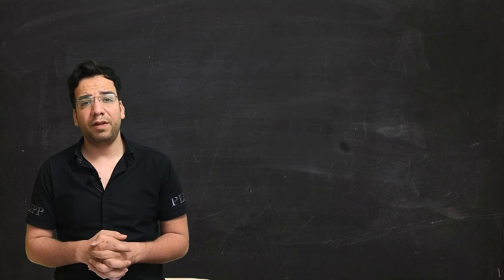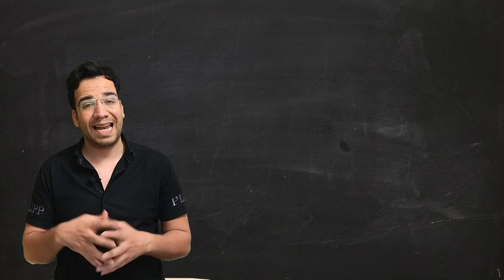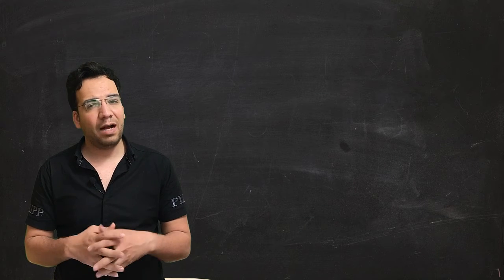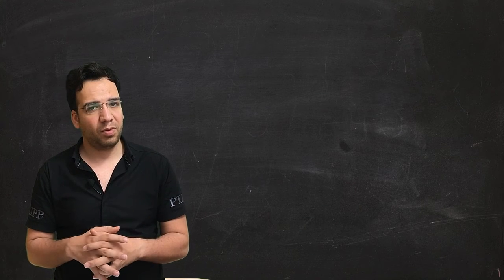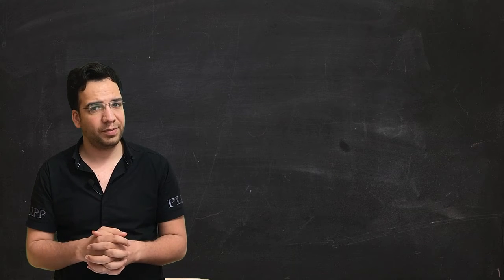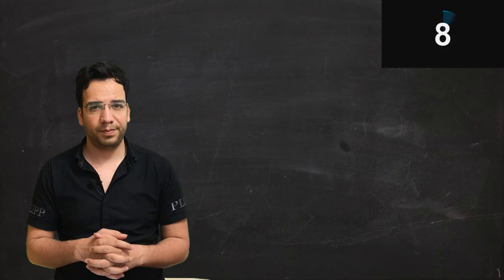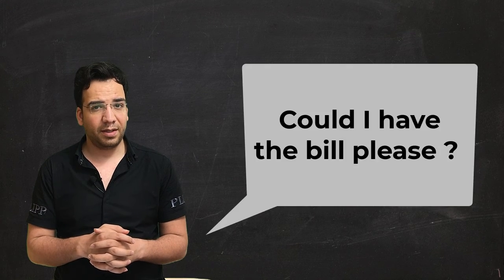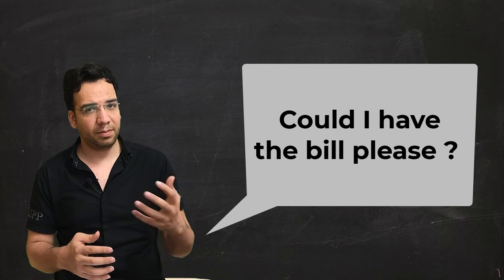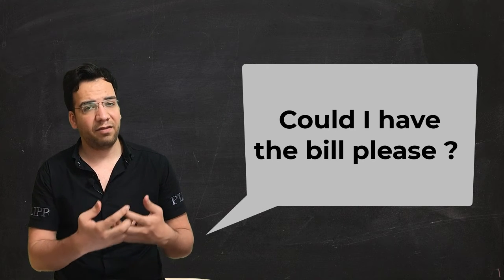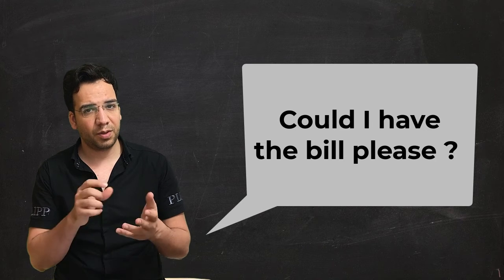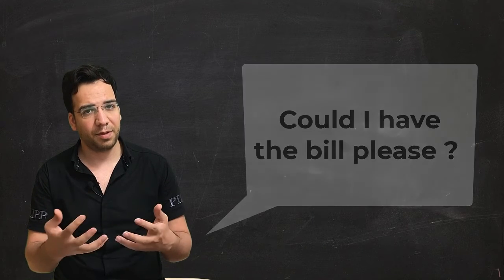Or imagine you have finished your meal in the restaurant and now you want the bill. How would you ask the waiter? What would you say in such situation? So we usually say, could I have the bill, please? So we use could I if you ask for something.